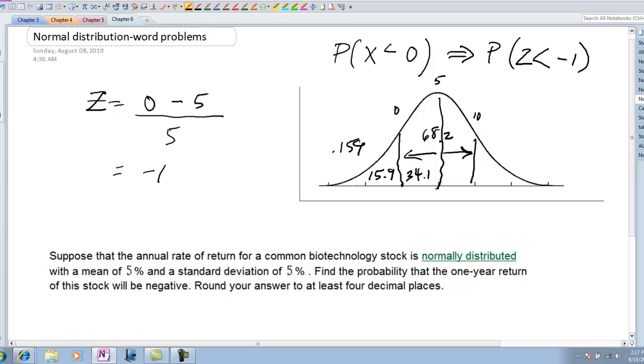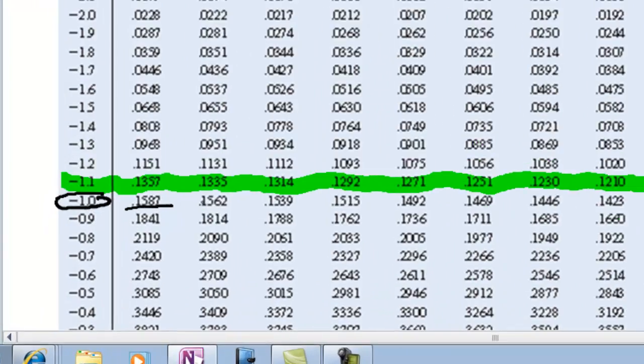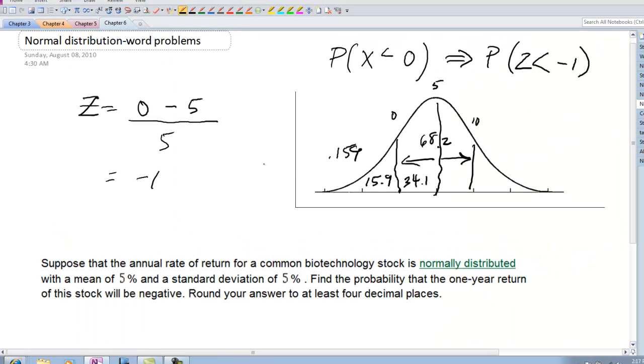And we can look that up on the chart. Here's the table. And -1 is right here. -1.00 is right there. 0.1587 is my answer. And I said 0.159. Actual answer, 0.1587.